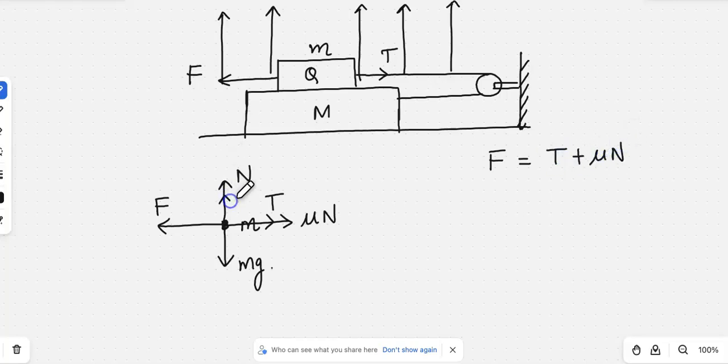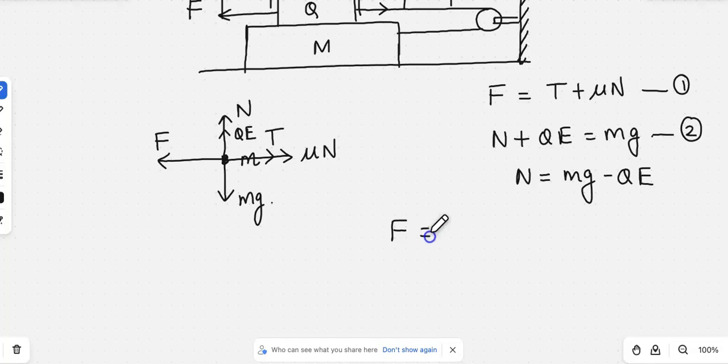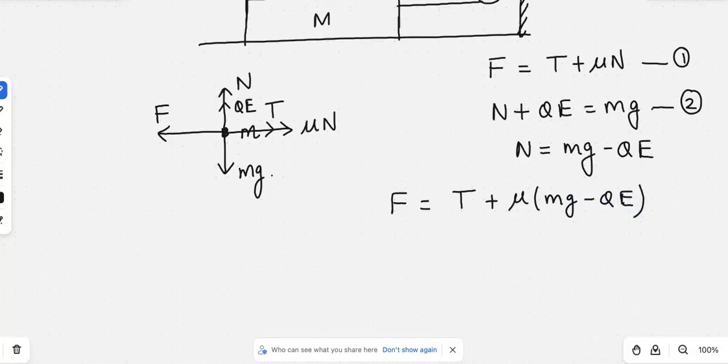One more force that we forgot is the electric force, the electrostatic force, that is upwards, Q times E. So now this is the upward force. So we have N plus QE is equal to mg, right? So this is our second equation. So from here N is equal to mg minus QE. If I put this in the first equation, we get F is equal to T plus mu times (mg minus QE). This is what we get.